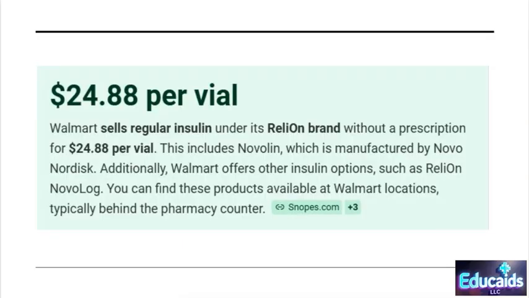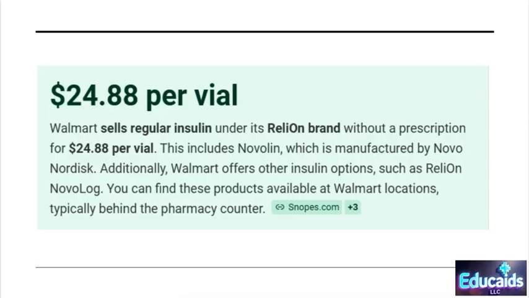You can get Walmart regular insulin, this brand right here, for 25 bucks a vial. This is life-changing for patients. I will point out though, if a patient loses their insurance and they are diabetic, they can get insulin from Walmart without a prescription for $25 a vial.